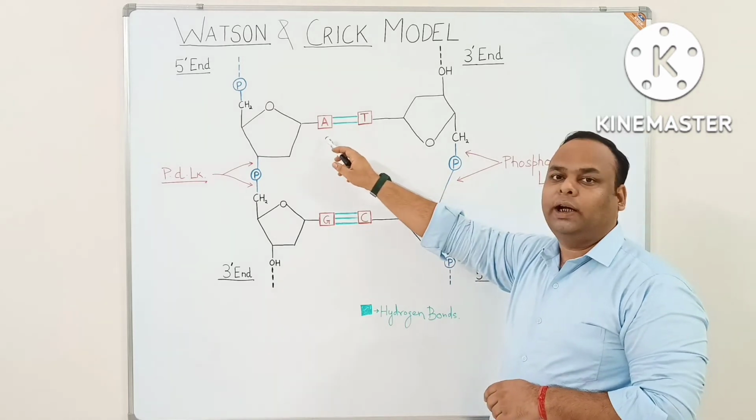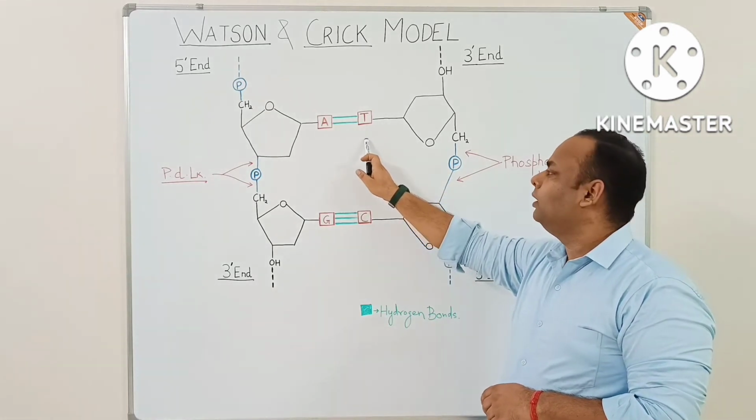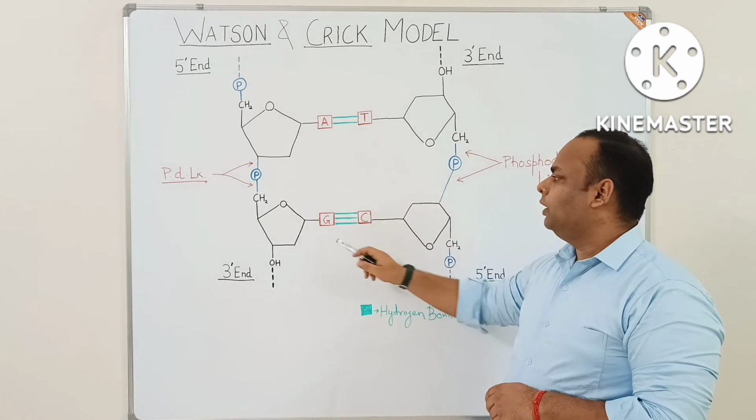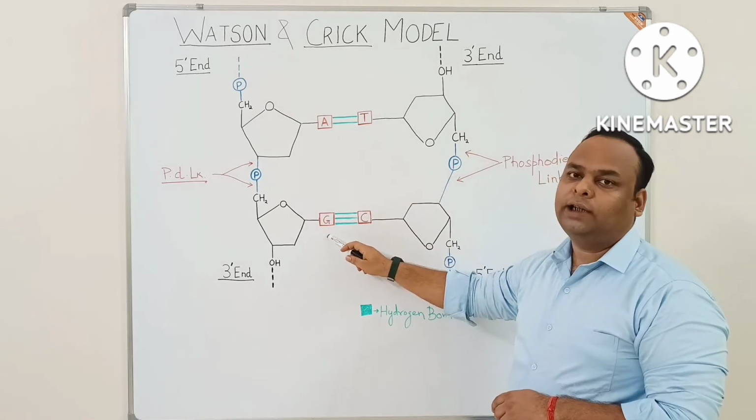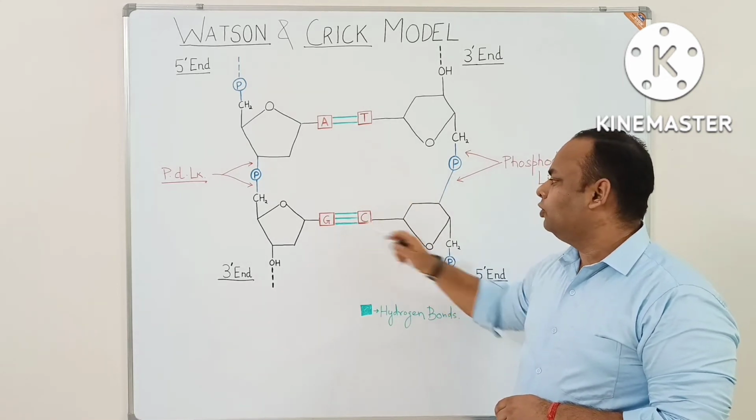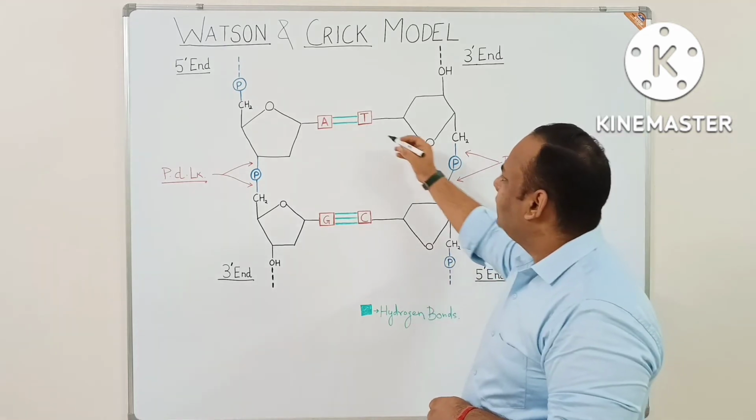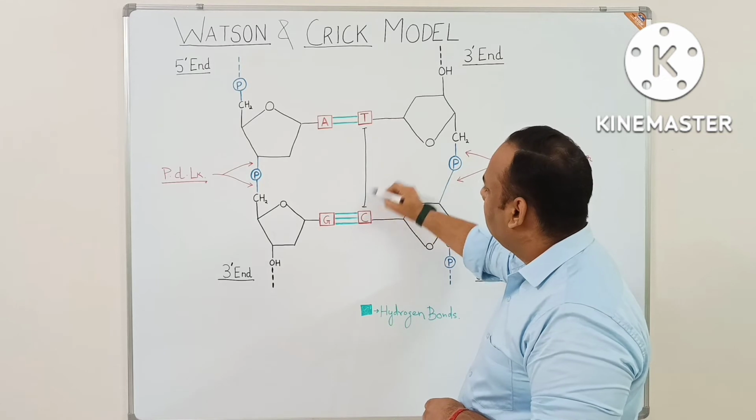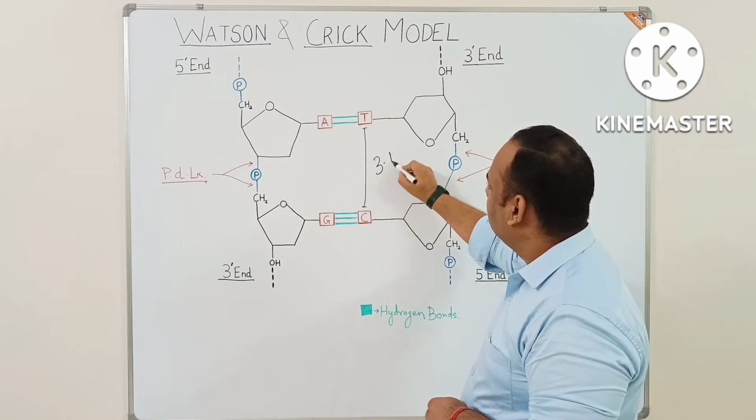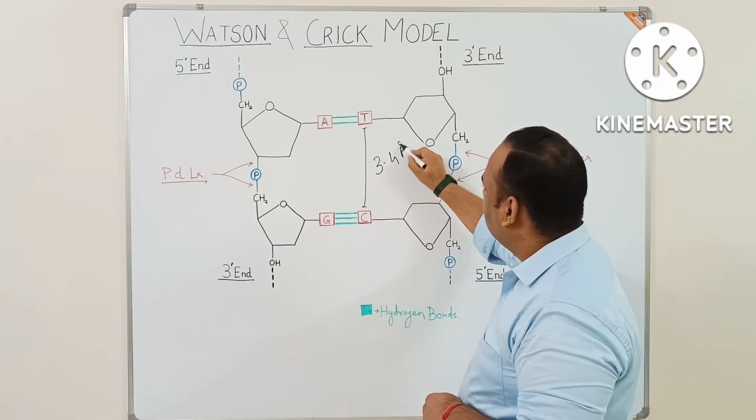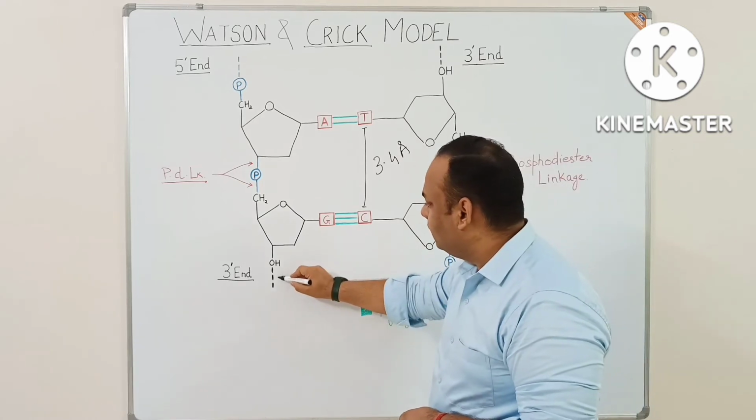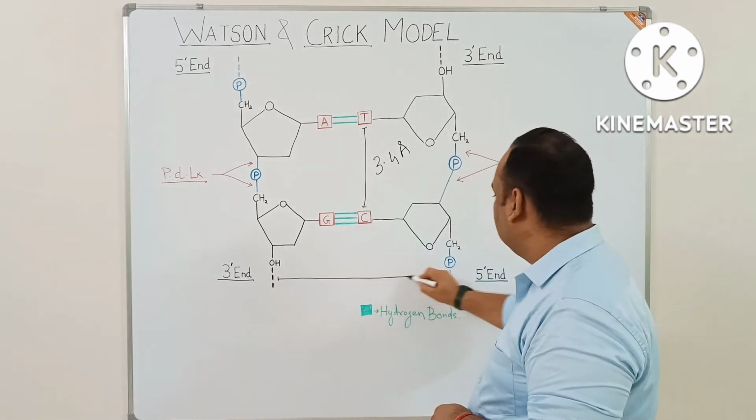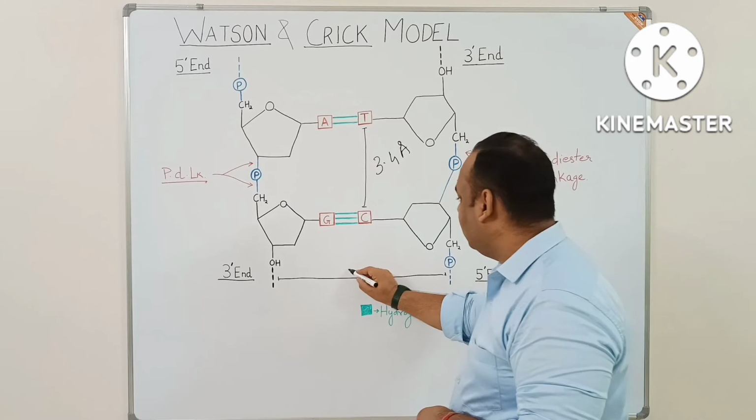If pairing between adenine and thymine takes place, 2 hydrogen bonds are formed. If pairing between guanine and cytosine takes place, 3 hydrogen bonds are formed. These nitrogen bases are separated by a distance of 3.4 angstrom, and the diameter of this double helix is 20 angstrom.